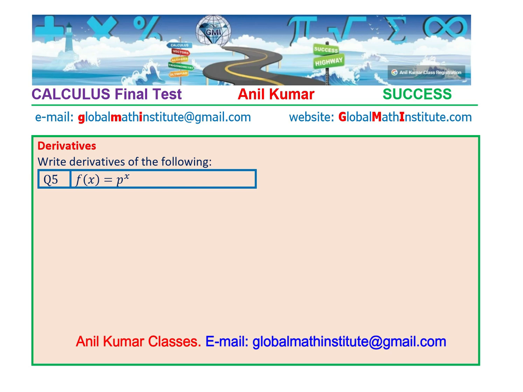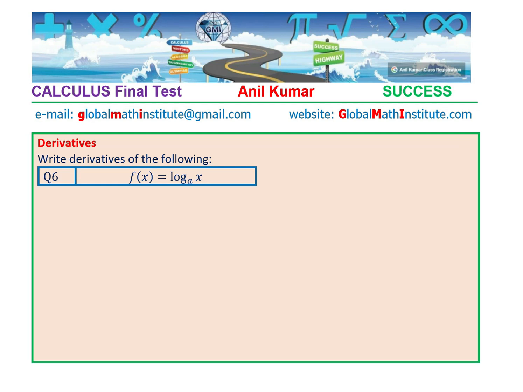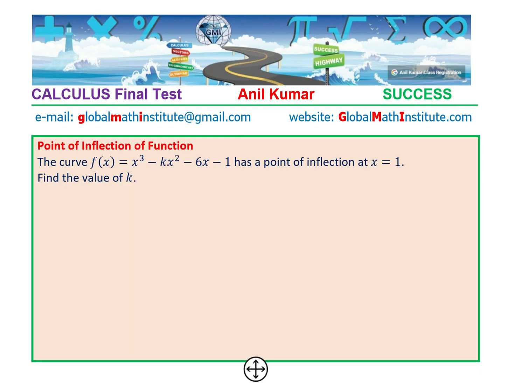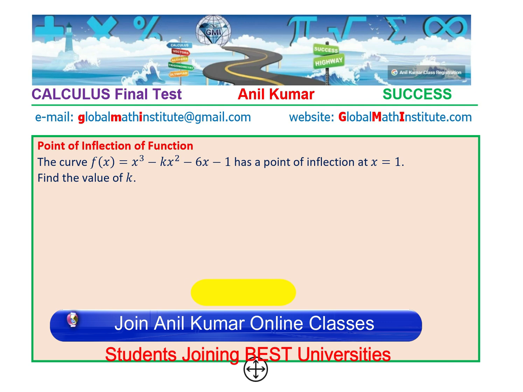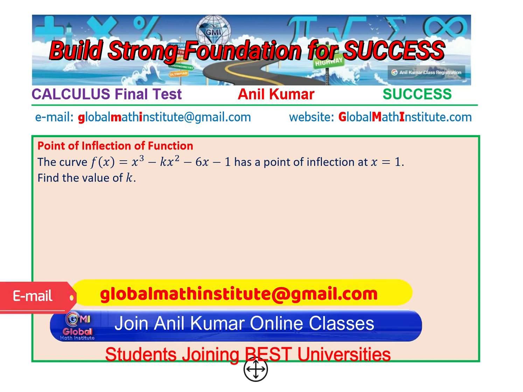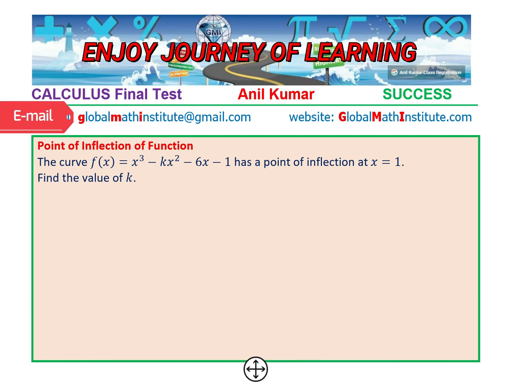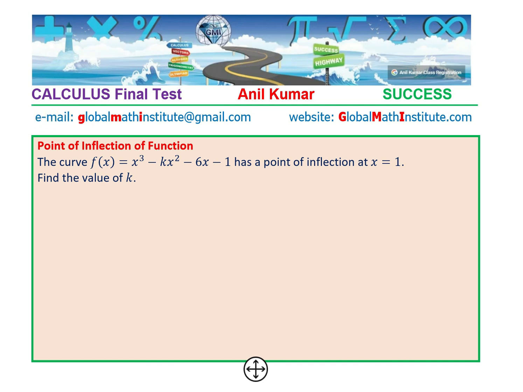Now we have two questions which are based on derivatives. You need to find the derivative of p to the power of x and also the derivative of log to the base a of x. Then we have taken a problem creating application question to understand the point of inflection. The curve f of x equals x cubed minus kx squared minus 6x minus 1 has a point of inflection at x equals 1. Find the value of k.